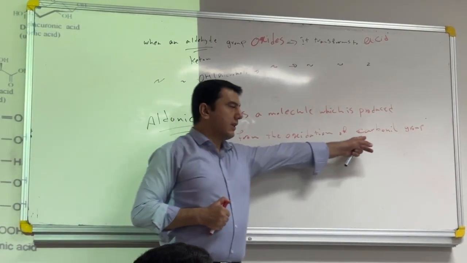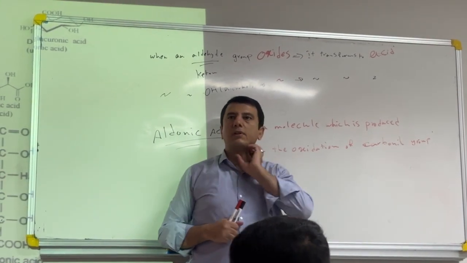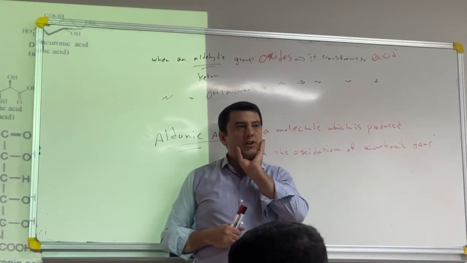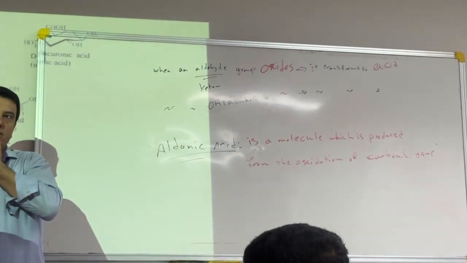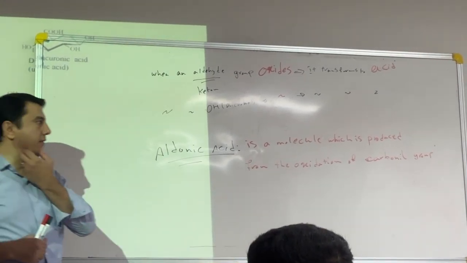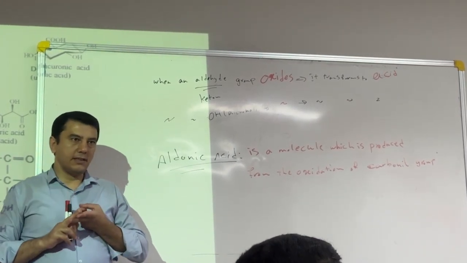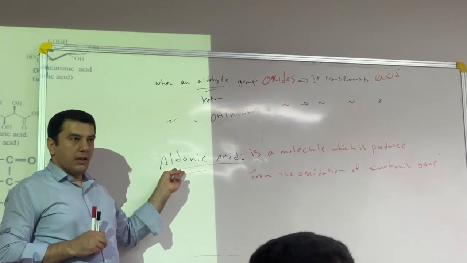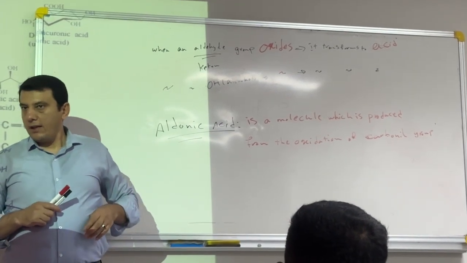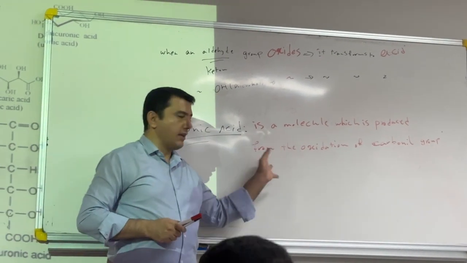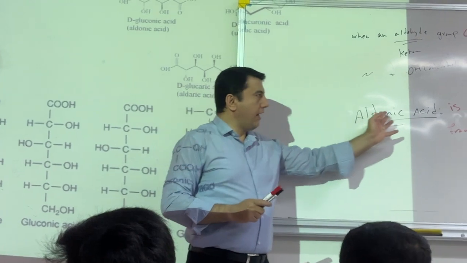What are the most important carbonyl groups in nature? How many carbonyl groups exist in nature? Very good. We have two carbonyl groups. The first one is aldehyde, and the next is ketone. So, if we have an oxidation reaction for the aldehyde group, then we have aldonic acid.